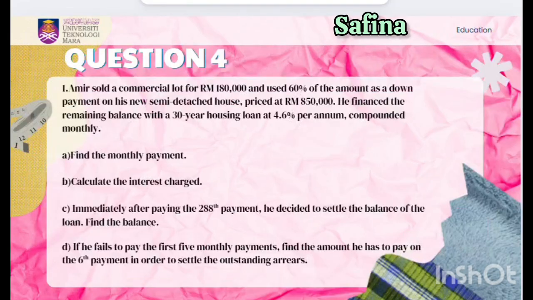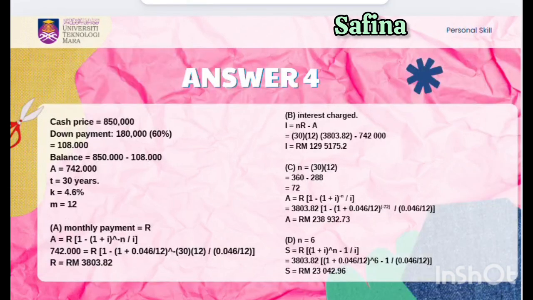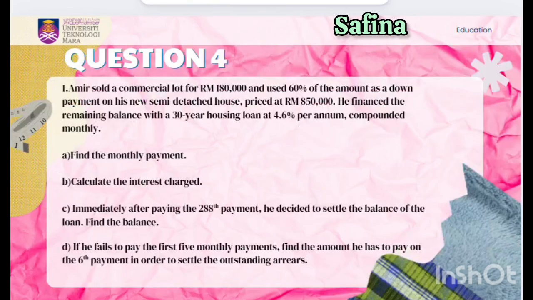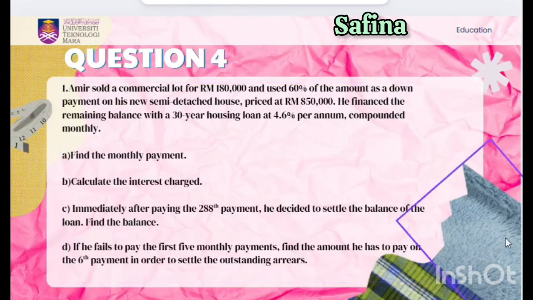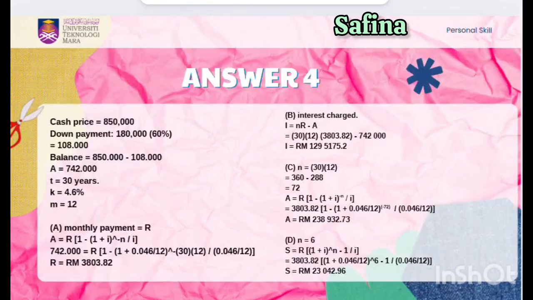Then for question D, it says that if he fails to pay the first 5 monthly payments, find the amount he has to pay on the 6th payment in order to settle the outstanding arrears. So if it is a missed payment, we'll have to use the formula S, and we'll have to know our new N. The new N would be 6, because the question wants to know the amount he has to pay on the 6th payment in order to settle the outstanding arrears. And as we know, N is equal to the number of payments. So our new N is 6, and we'll use the formula S. And just like before, we'll replace the information that we have into the formula. And after we calculate in the calculator, we'll get 23,042 and 96 cents.